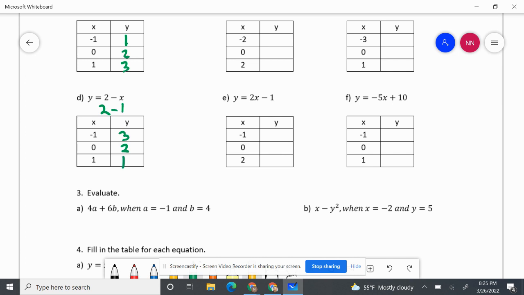Let's look at one more of these. Here we're going to plug in a negative 1. So we have 2 times negative 1 minus 1. 2 times negative 1 is negative 2. Minus 1 is negative 3. When we plug in the 0, 2 times 0 is 0. Minus 1 is negative 1. And then when we plug in the 2, 2 times 2 is 4. 4 minus 1 is 3.